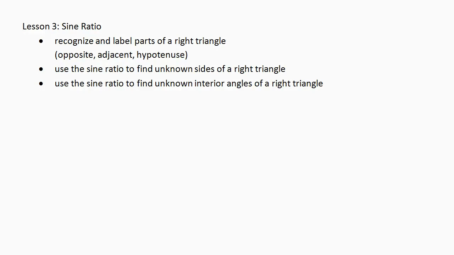In lesson 3, we're going to look at triangles again, and we're going to do a little bit of trigonometry. Now, the first thing we're going to be able to do is recognize and label the parts of a right triangle. We have already heard of the third one there, the hypotenuse, but we're going to also figure out how to label the opposite and the adjacent sides as well.